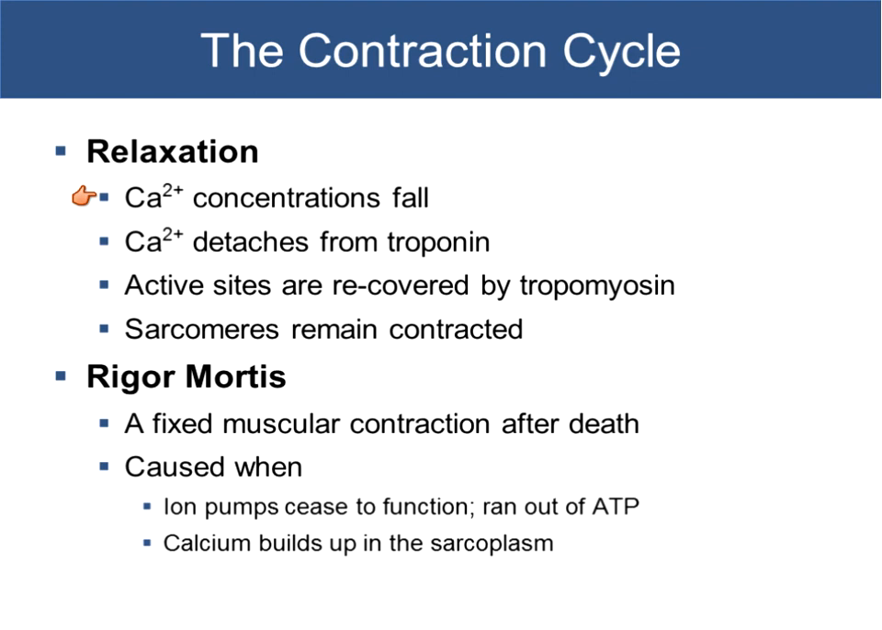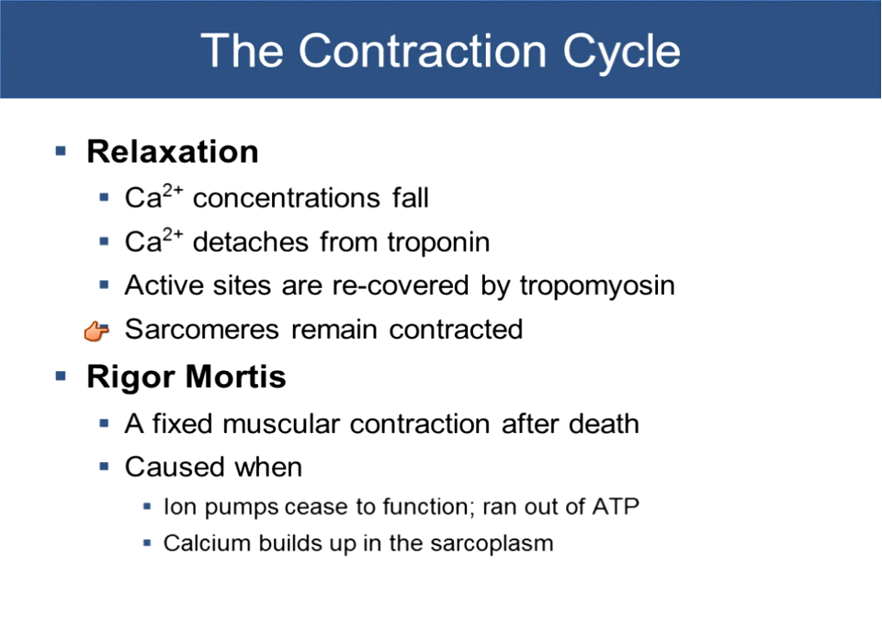Calcium concentrations are going to fall because the calcium is actively taken back into the sarcoplasmic reticulum. Calcium detaches from troponin. The active sites are recovered by tropomyosin because there's no longer any calcium attached to the troponin. If there's no calcium attached to the troponin, then tropomyosin can go back to its normal resting position. And at this point, since there aren't any myosin heads pulling that thin filament in towards the center, the myosin heads have been recocked, then the sarcomere is going to go back to its resting stage after the myosin head gets uncocked from it.